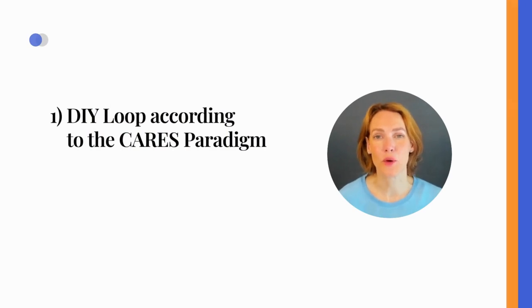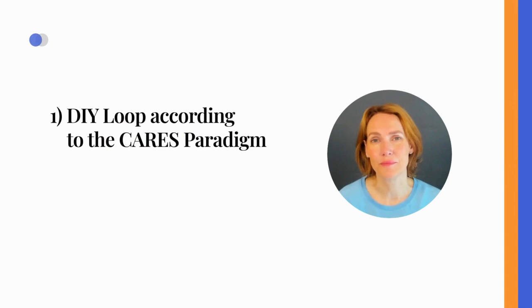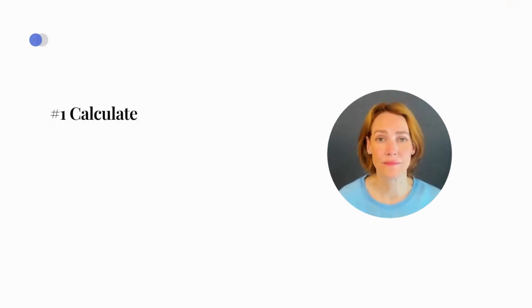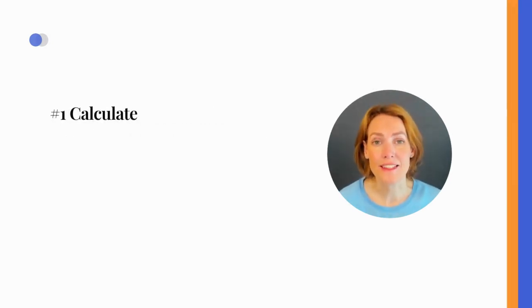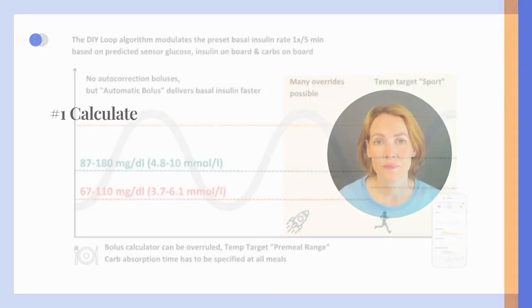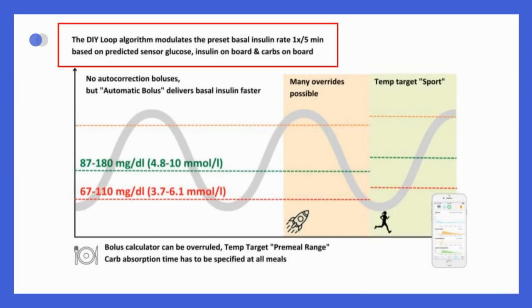1. DIY Loop according to the CARES paradigm. 1. Calculate. DIY Loop adjusts the preset basal insulin rate based on predictions of glucose levels for the set duration of insulin activity, which is set at 6 hours by default.